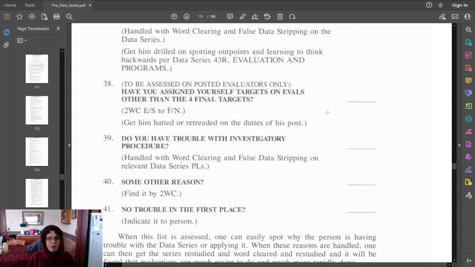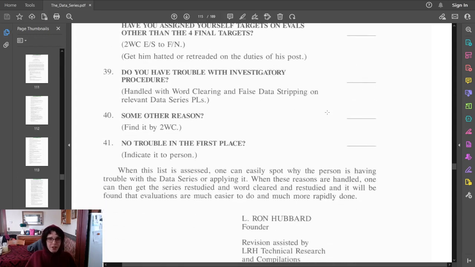Get him hatted or retreaded on the duties of his post. Do you have trouble with investigatory procedure? Handled with word clearing and false data stripping on the relevant data series policy letters. Some other reason? Find it by two-way comm. No trouble in the first place?